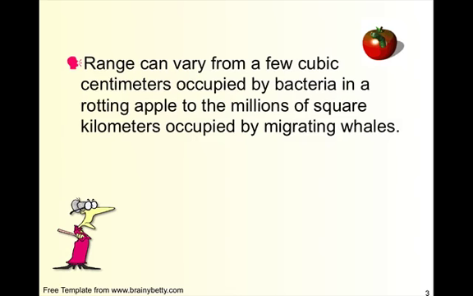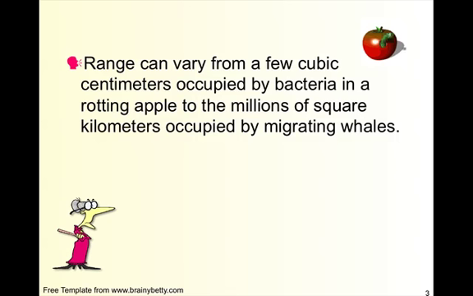Range can vary from a few cubic centimeters occupied by a bacteria in a rotting apple to the millions of square kilometers occupied by migrating whales. One thing that you have to remember when we are talking about population in this particular chapter is we're not specifically focusing on human population, but we're talking about populations of any type of organism.